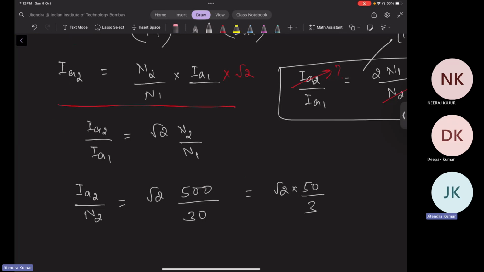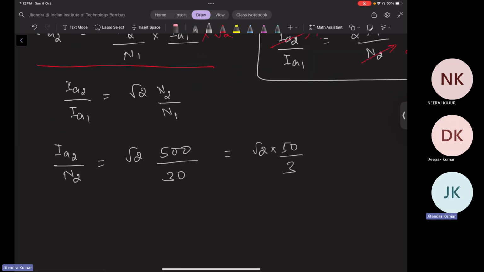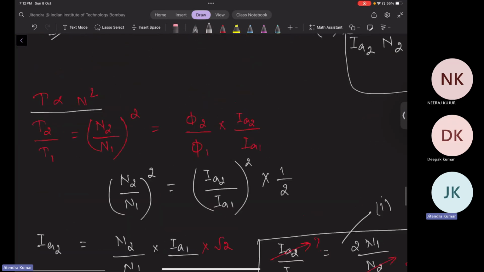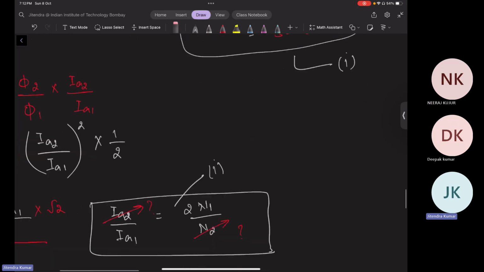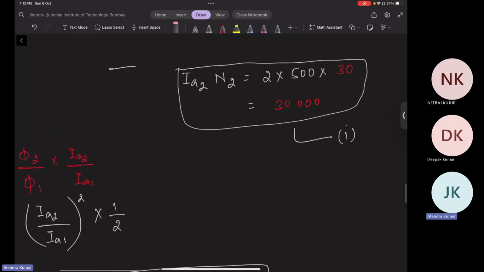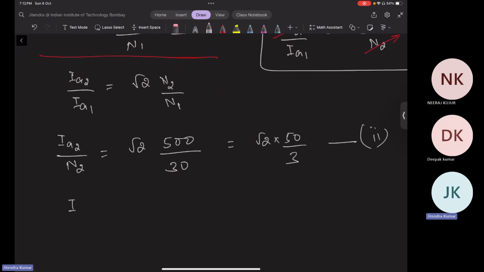Now, if we multiply it, we will get IA2 square. If we multiply this expression, this is the second expression and this is the first expression. From these two equations, if we multiply, we will be able to write IA2 by N2 into IA2 into N2 is equal to root 2 into 50 by 3 into 30,000.